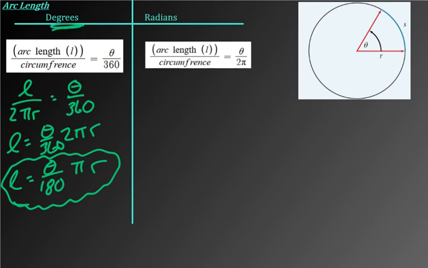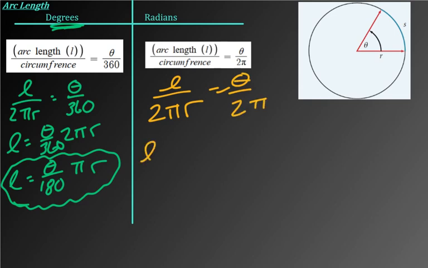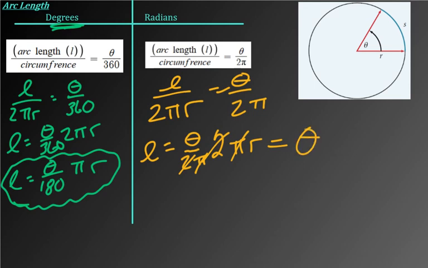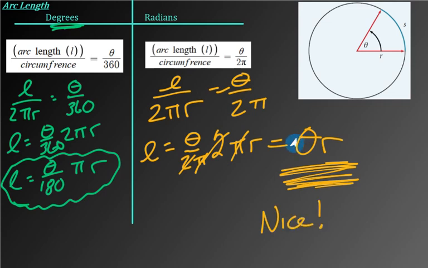If you want to do radians, you would just have L over the circumference, 2 pi r, equals theta over 2 pi. One thing you'll notice is that a lot of times in radians, things are a lot nicer. So here, when you solve for L, you get 2 pi r times theta over 2 pi. Notice the pi's cancel and the 2's cancel. So arc length in radians is really nice because all you do is multiply two numbers. You multiply the angle times r.